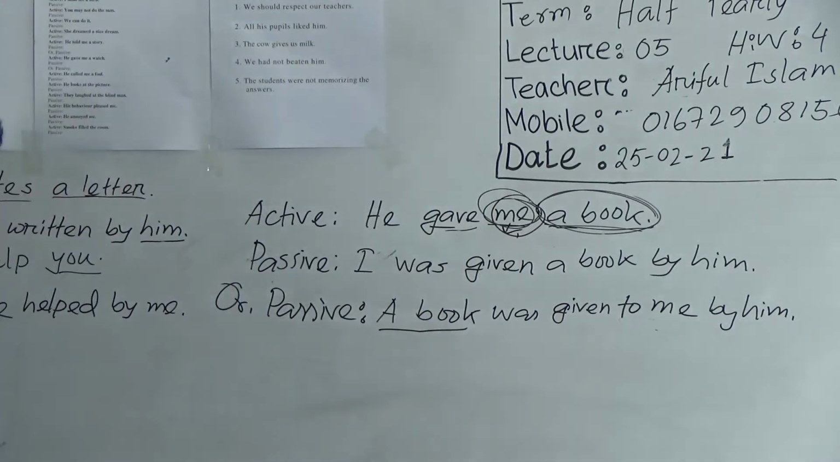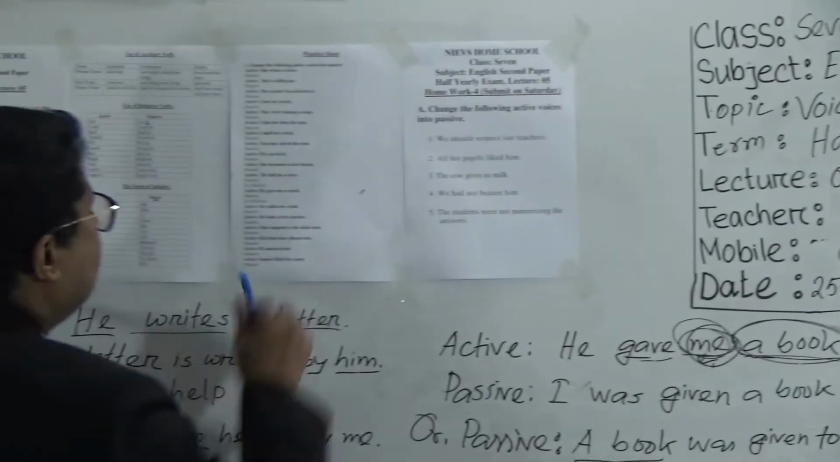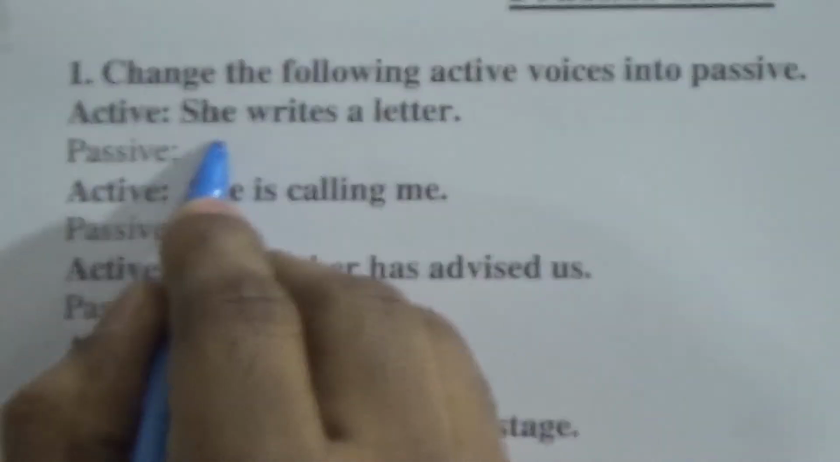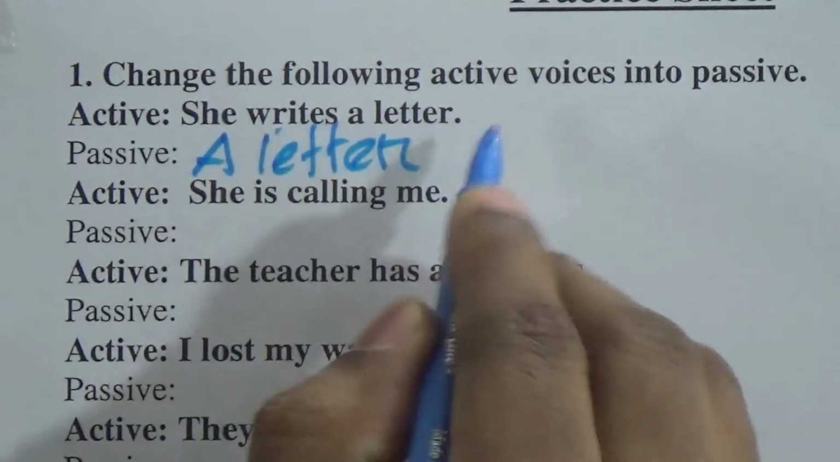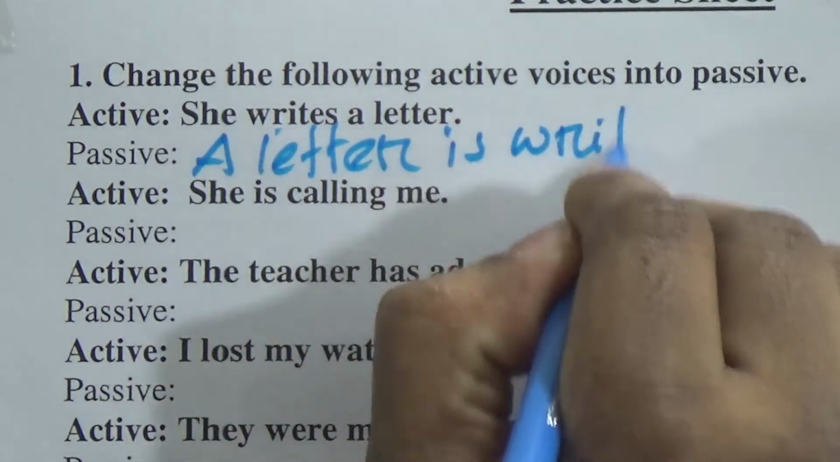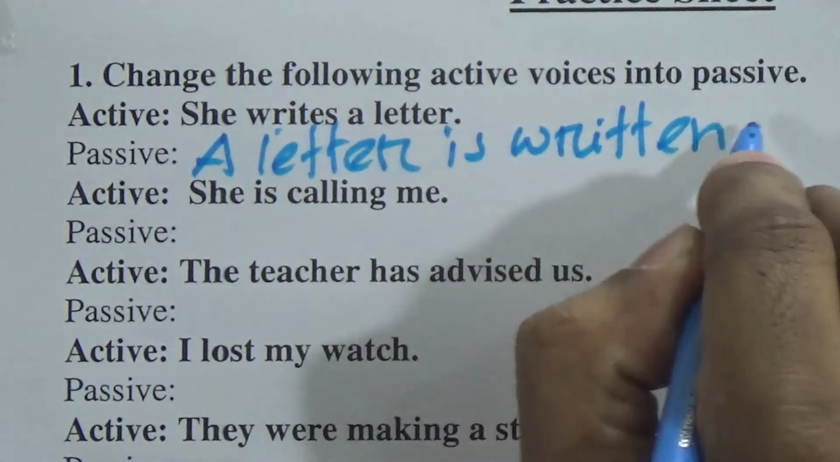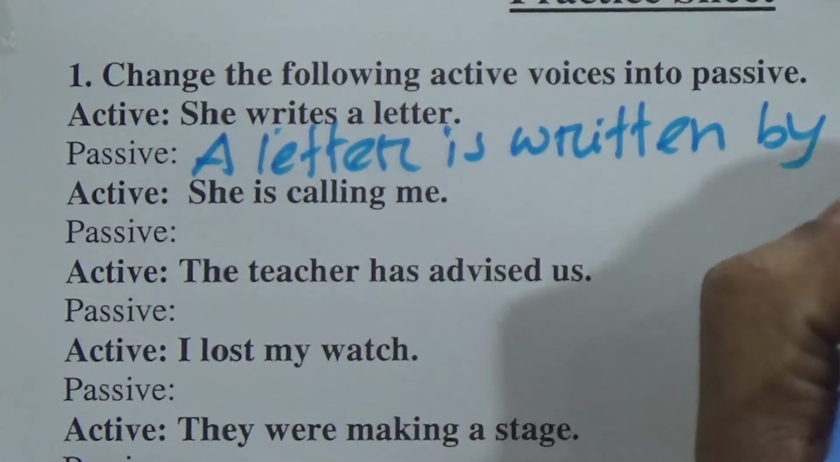Okay, let's come to the board again. Change the following active voice into passive. Active: she writes a letter. In this sentence, a letter is an object. This will be the subject: a letter. In present indefinite tense, we have to use is. Past participle of the main verb: written. We have to use by. She will be her.